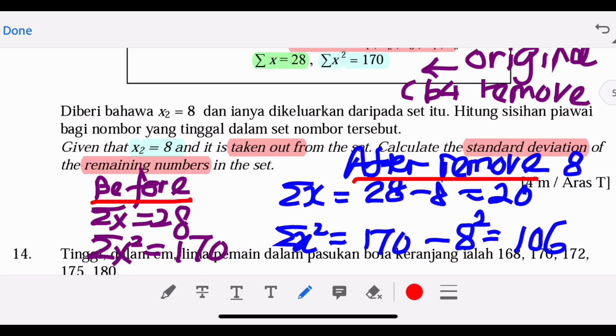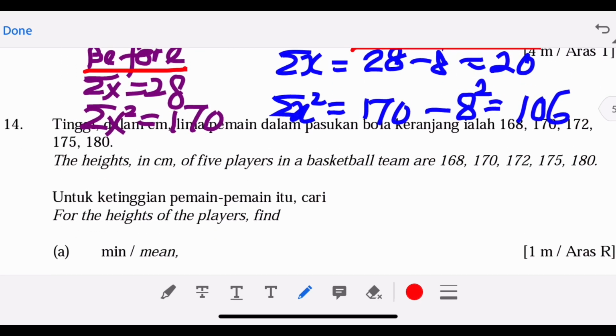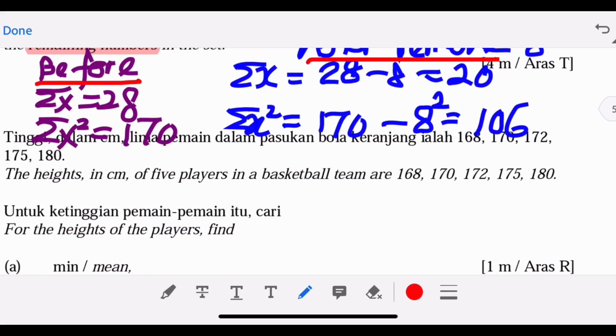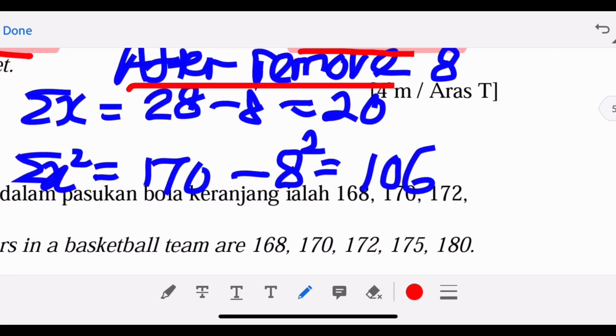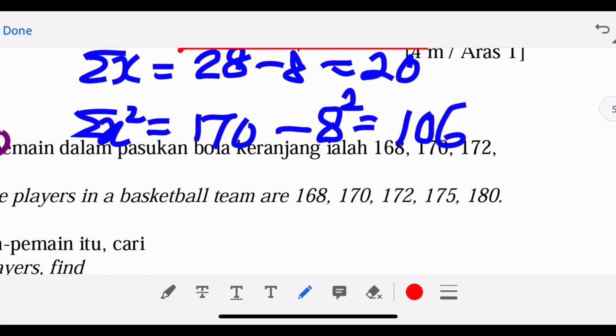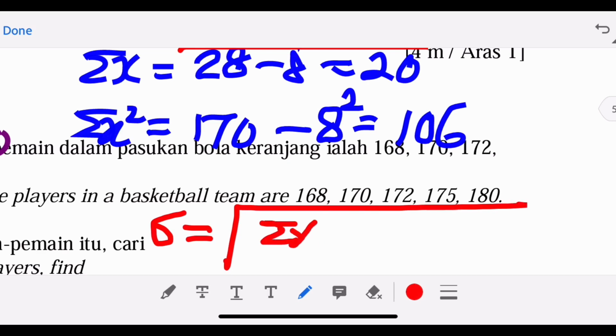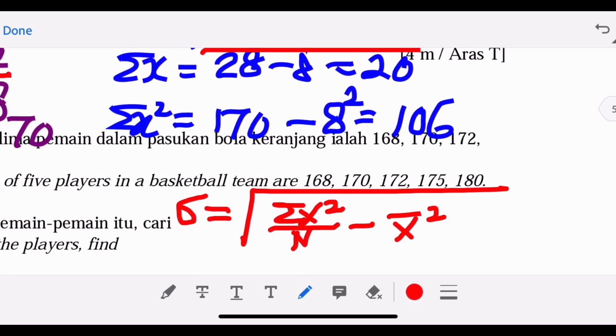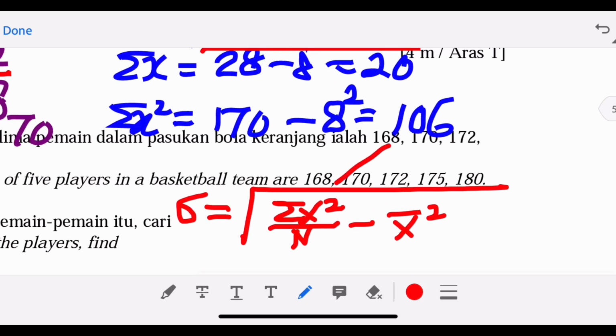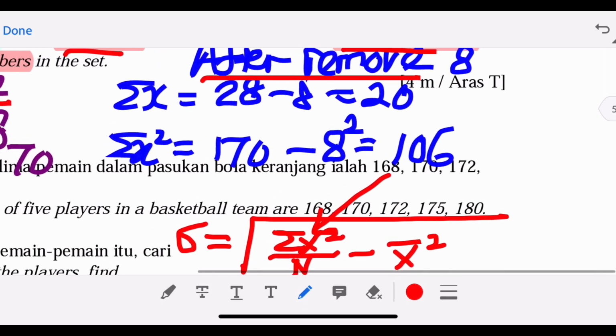Okay, so now you have a new set of data without 8. How many numbers do you have? 4 numbers. Your sum of the data after 8 is removed is actually 20, and the sum of data square is 106. And now you're asked to find what? Standard deviation, right? So after you have all the information after you remove the 8, now you can write down the standard deviation formula. Still remember? Sum of the data square over n minus the mean square, with the square root, alright. Standard deviation must have a square root. Okay, so now you can substitute the sum of the data square.